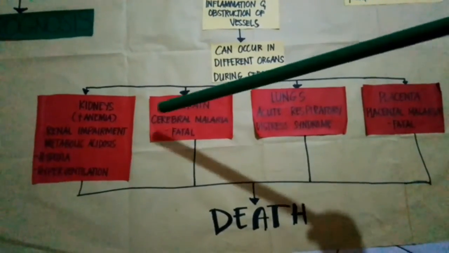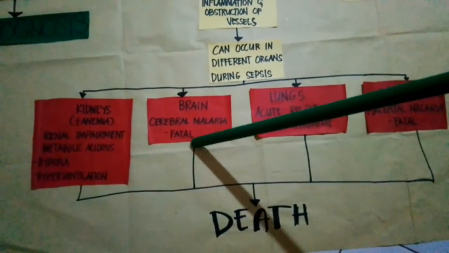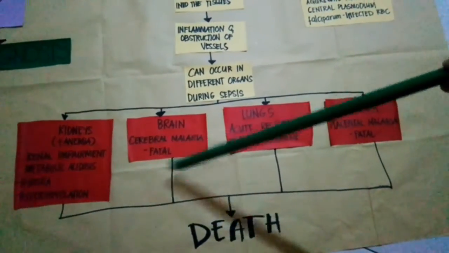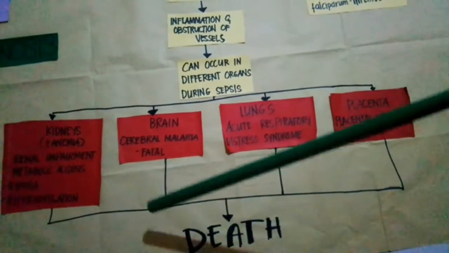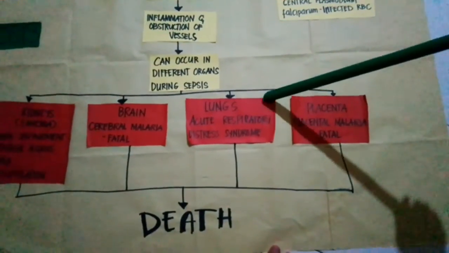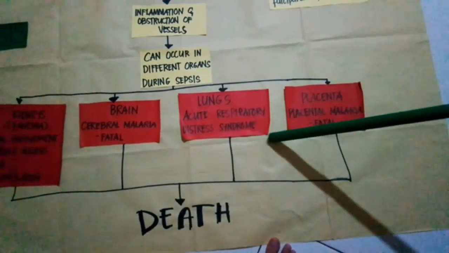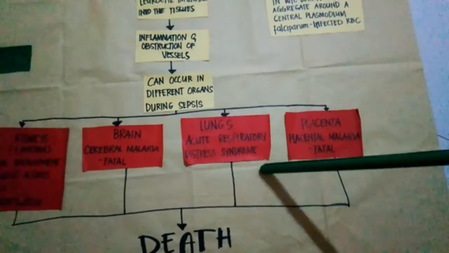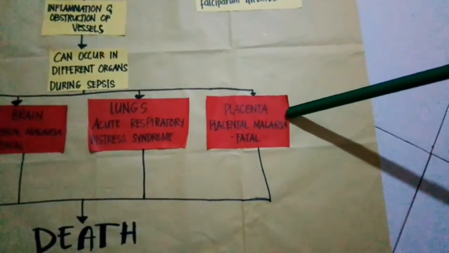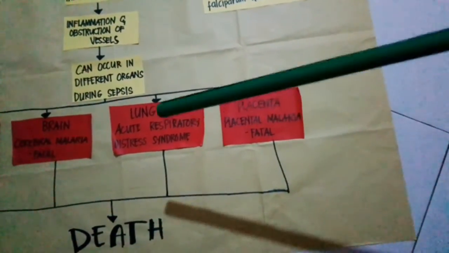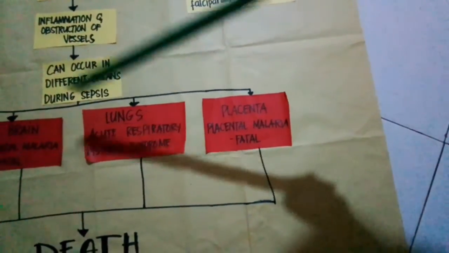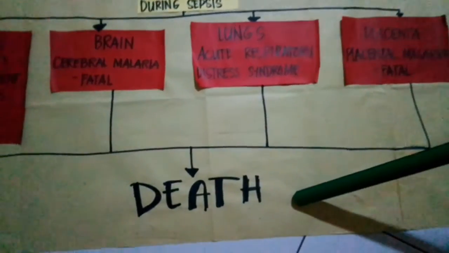If it is in the blood vessels of the brain, it can cause what is called cerebral malaria, which can be fatal. It can cause coma in the patient. And if it is in the lungs, it can cause acute respiratory distress syndrome. It becomes severe, also fatal. And in pregnant women, it can go to the placenta, causing placental malaria, and can be fatal to the mother and also the baby. So if left untreated, all of these can cause death.